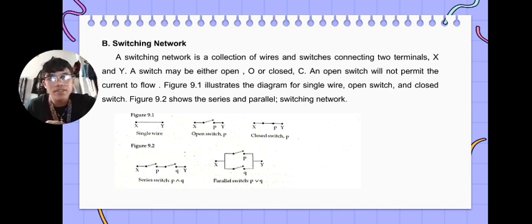There is an example of a single wire, a straight line from point X to Y. There is an example of an open switch P, which looks like a line with a gap. And next is the closed switch. It has three points X, P, and Y, which are straight. It is the same as a single wire, but the single wire has only two terminals.